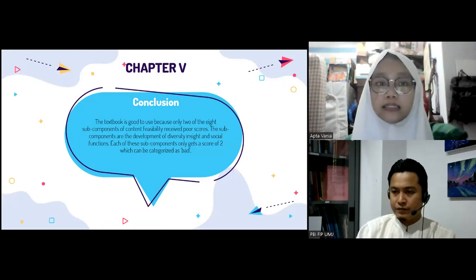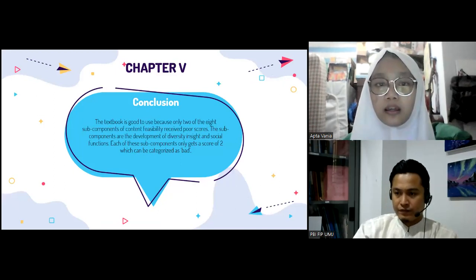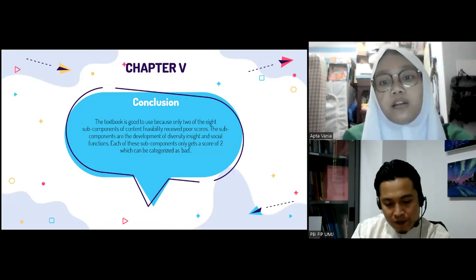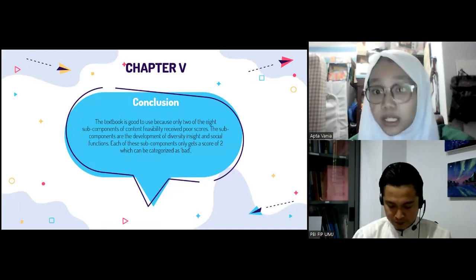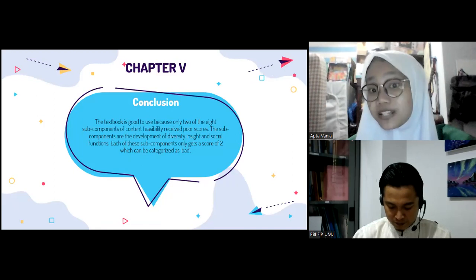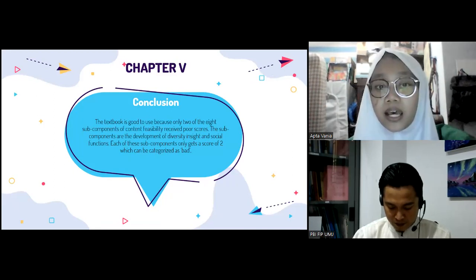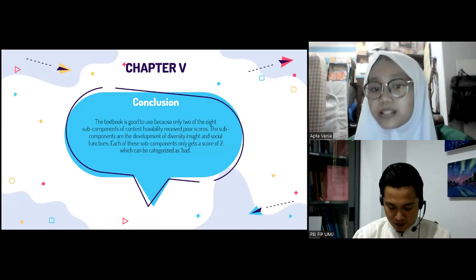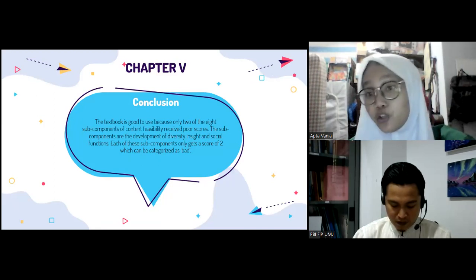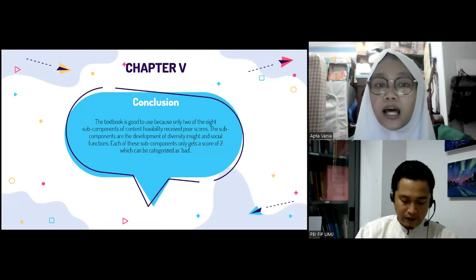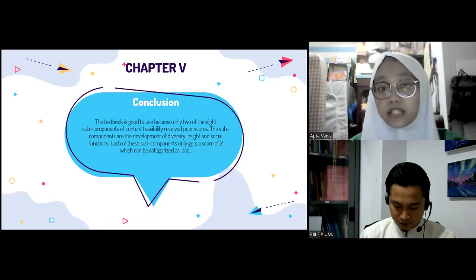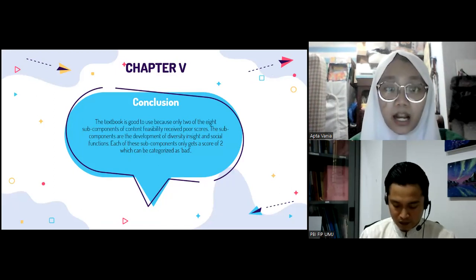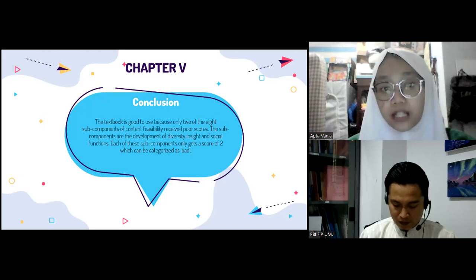So the conclusion is textbooks is good to use because only 2 of 8 subcomponents of content feasibility receive poor scores. The subcomponents are development of diversity insight and social functions. Each of these subcomponents only gets a score of 2, which can be categorized as bad. So the Bahasa Inggris textbooks for the 10th grade senior high students has fulfilled the requirements in curriculum 2013, and all of the subcomponents of the feasibility of content of the BSNP.